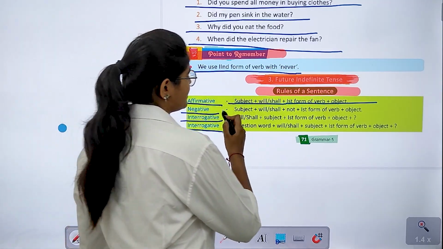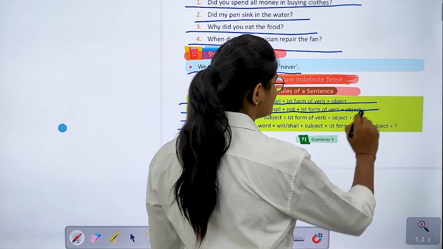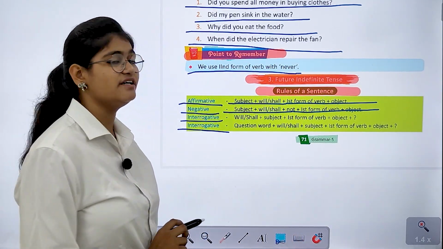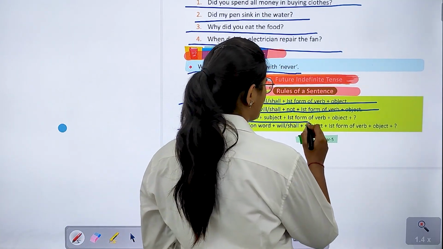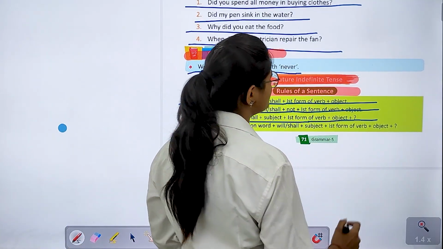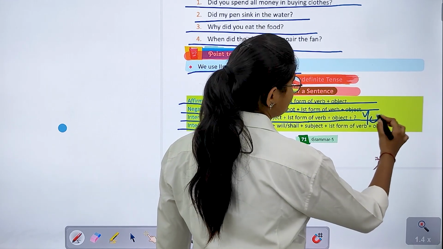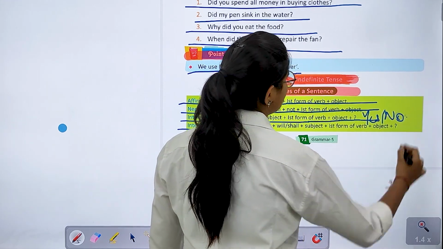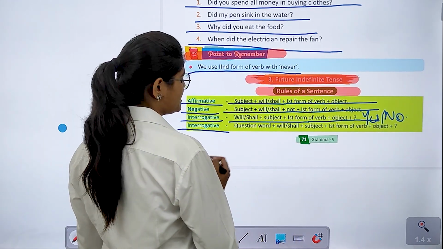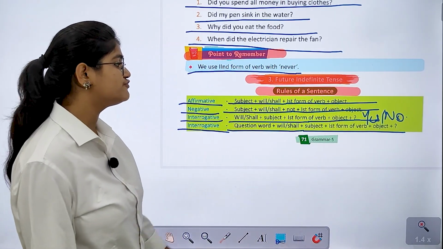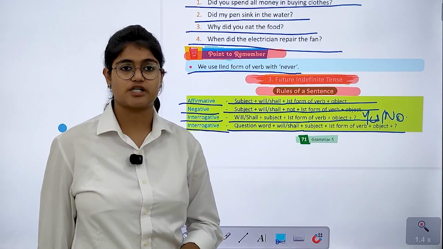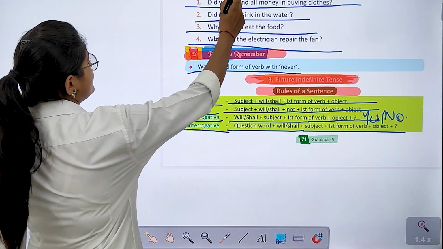Next is negative: subject plus will/shall plus not plus first form of the verb plus object. Next is interrogative: will/shall plus subject plus first form of the verb, which is for the yes or no situations. After that, question interrogative, which is question word plus will/shall plus subject plus first form of the verb plus object, right? Now let's move ahead.